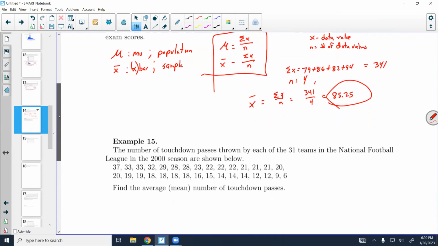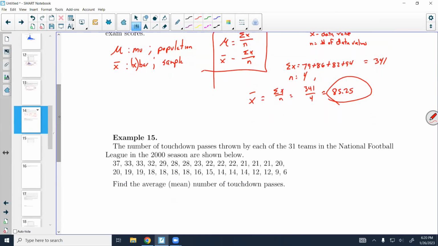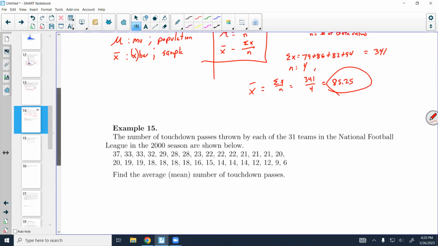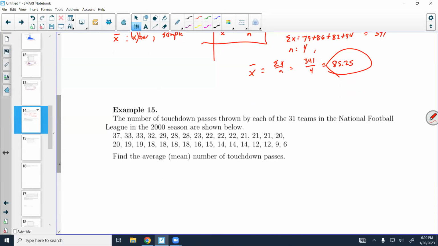Let's look at another example here. The number of touchdown passes thrown by each of the 31 teams in the National Football League in the 2000 season are shown below. Find the average or mean of the touchdown passes. Technically, this would be the population since there's only 31. So mu equals the sum of all my x's over N, and N equals 31.